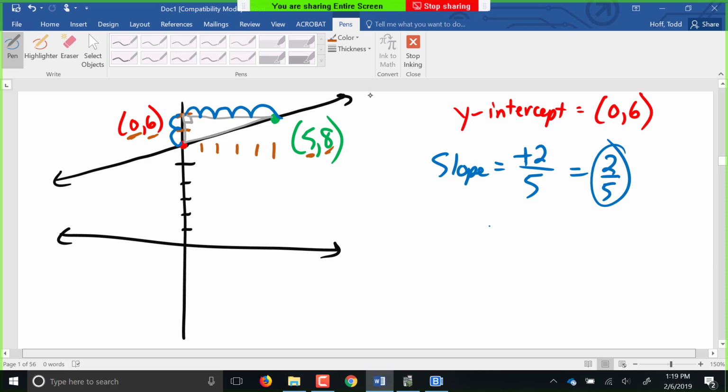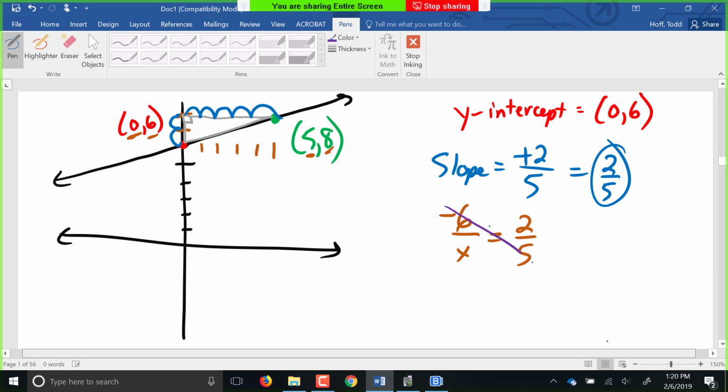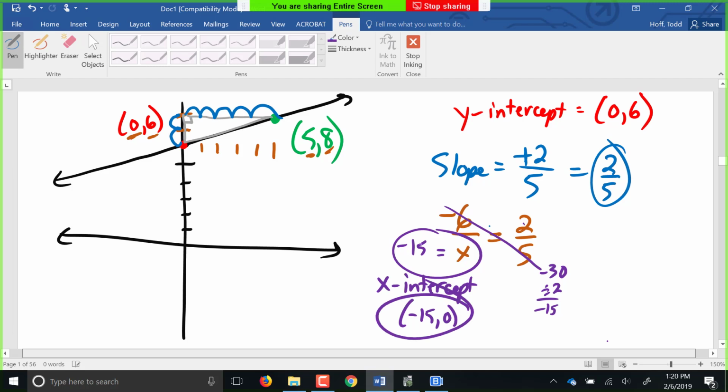Now your observation, that ratio of the y over x, the opposite of the y over the x, we can use that now to find our x-intercept. What's our x-intercept going to be? Perfect. Yeah, negative 6 times 5 is negative 30. We divide by the 2 gives us negative 15. X is negative 15. So that is our x-intercept, at negative 15, comma 0.